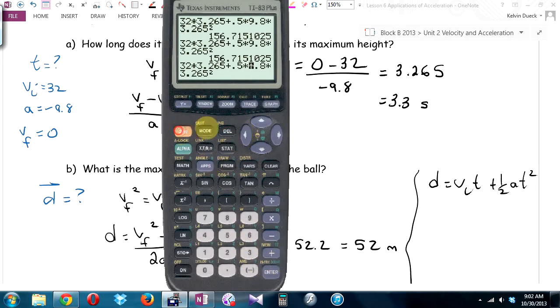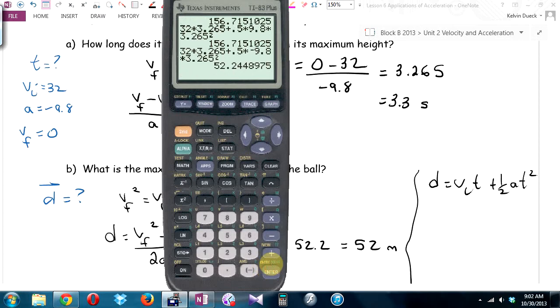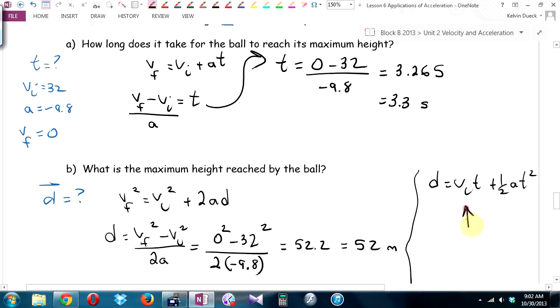The negative didn't want to. Okay, negative. I had to hit that 3 times there. Okay, let's try that again. If I get an answer close to 52.2, I know I'm right both ways. So you could always use that as a check. The only way that I could have got that answer is if A and B are right. That's kind of nice to know.